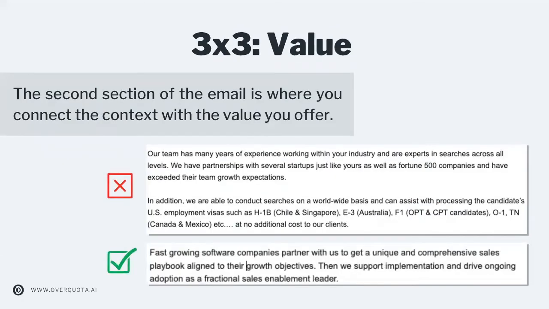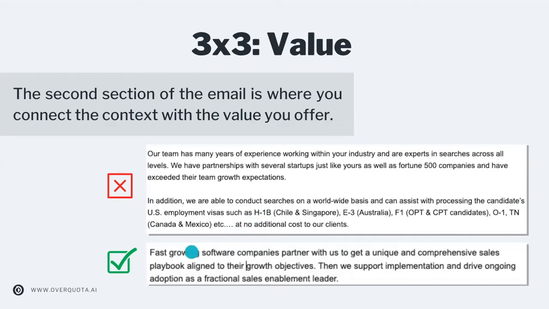The second section of the 3x3 delivers the value. If your prospect has gotten this far into your email, they're now asking themselves, what's in it for me? Focus on answering that question as you articulate the value that you offer. Let's take a look at example number 1. "Our team has many years of experience working within your industry and are experts in searches across all levels. We have partnerships with several startups just like yours, as well as Fortune 500 companies, and have exceeded their team's growth expectations." And I'll pause there because this example is way too long. And while what they offer could help me, I have to do too much work to translate what's in it for me and why I should care. Simply put, I don't easily see the value here.